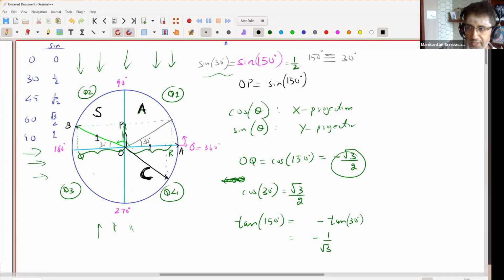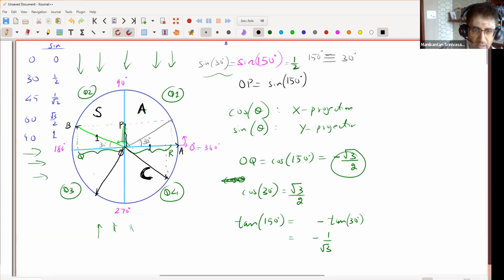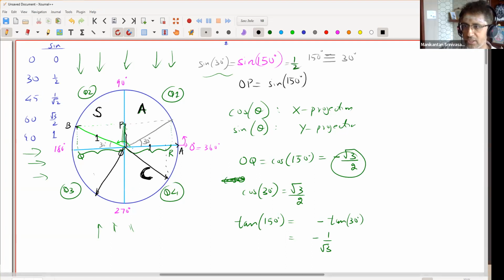In the third quadrant, both sine and cos will be negative, because for an angle like this, both sine and cos will be negative. The projection falls on the negative x-axis and negative y-axis, and therefore the ratio will be positive. So tan will be positive.